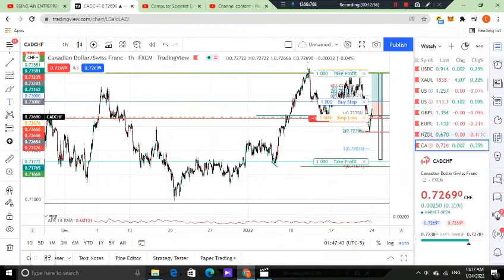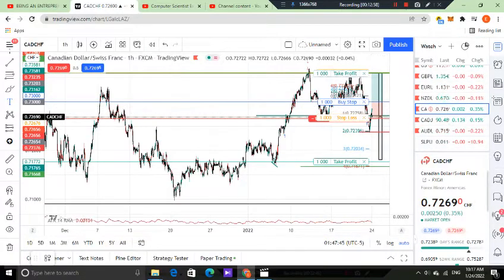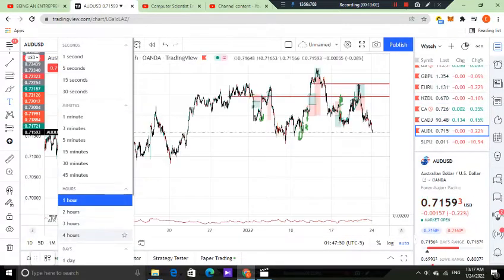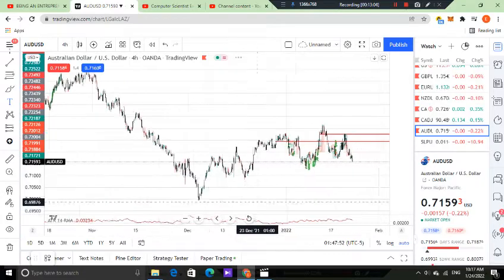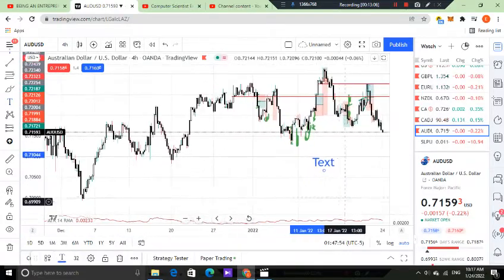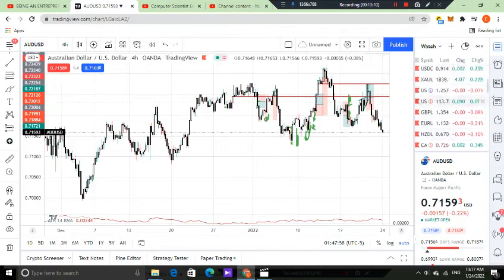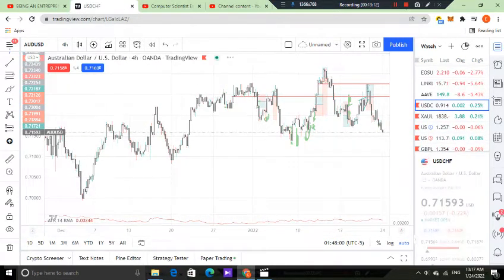We can also use this strategy for trading range. I will tell you how it works. Let's find out.